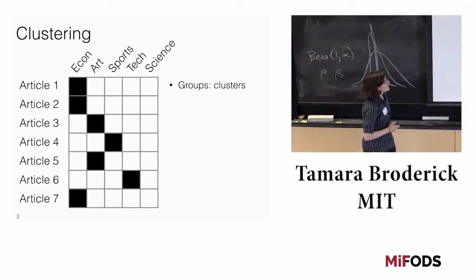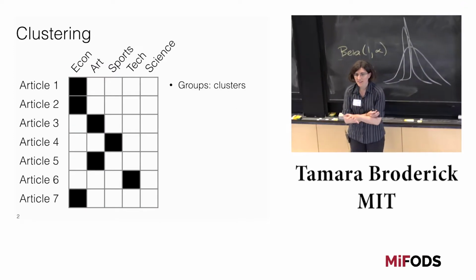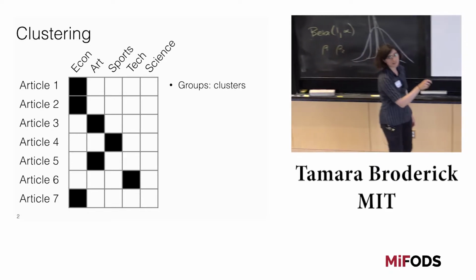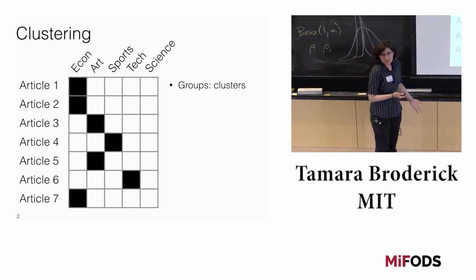So another way that we can represent this clustering is in a matrix-like form. I want to emphasize it's not actually a matrix because there's no ordering on the columns. But it's a nice way to draw it. And we can see very easily that articles 1, 2, and 7 belong to a cluster together. Articles 3 and 5 belong to a cluster. Article 4 belongs to a cluster.